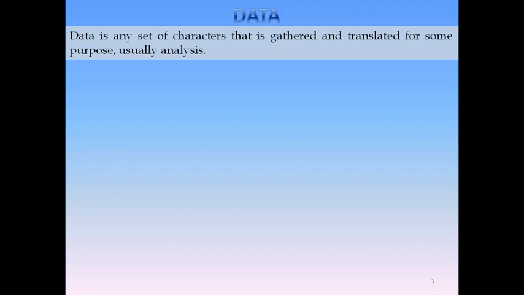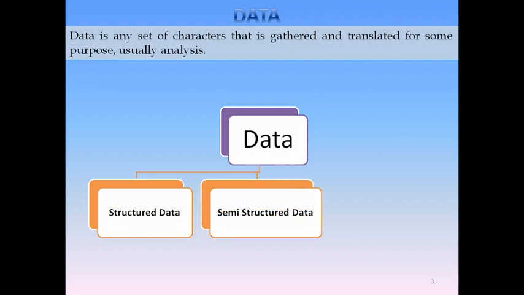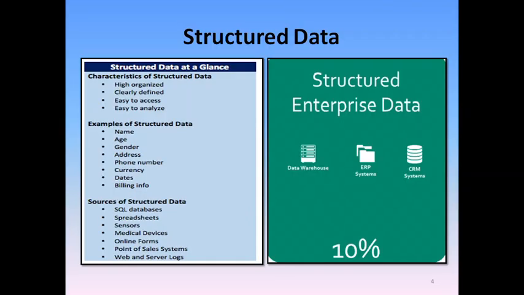Data is any set of characters that are gathered and translated for some purpose, usually analysis. There are three types of data sets: structured data, semi-structured data, and unstructured data. Structured data is data which is stored in rows and columns. Following are the characteristics of structured data. Structured data is highly organized, clearly defined, easy to access, and easy to analyze. Following are examples of structured data: name, age, gender, address, phone number, currency, date, and billing info.